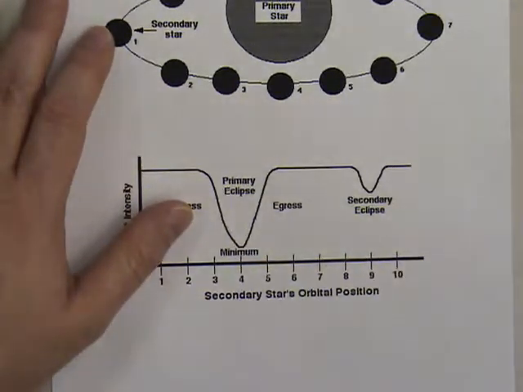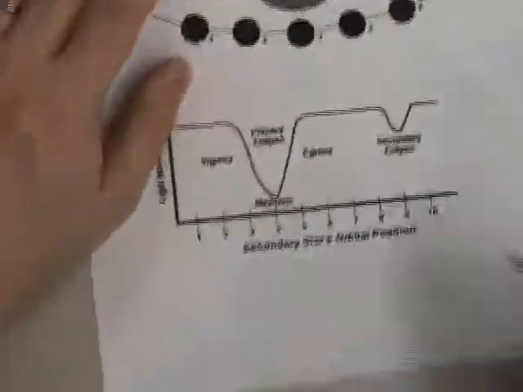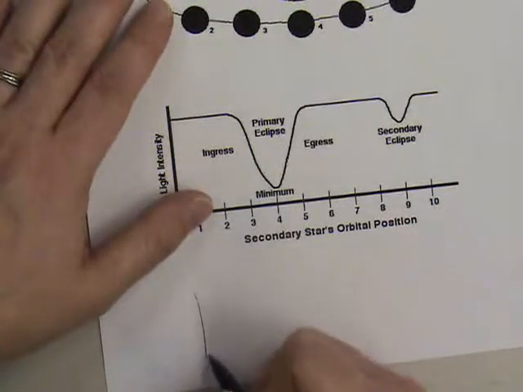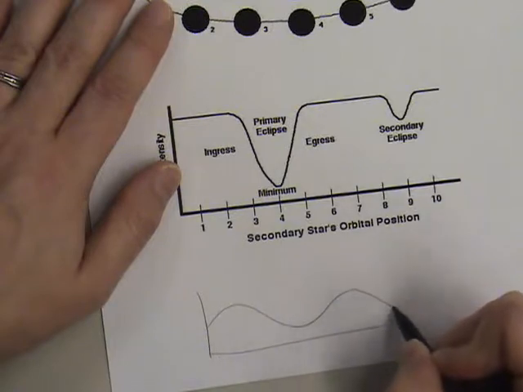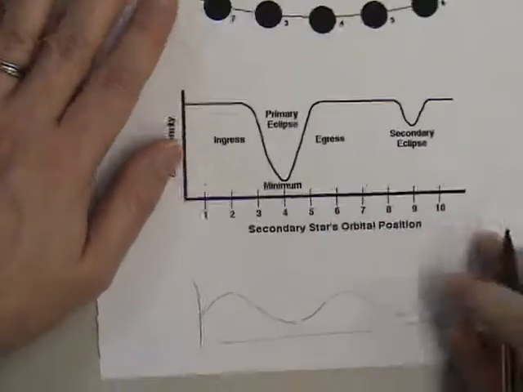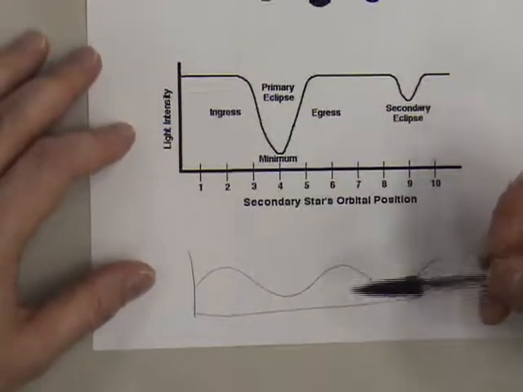And it should not be confused with the Cepheid variable. Let me show both of these two. Actually, I'll just draw it. So for the Cepheid variable, the Cepheid variable is going to look like this. More of that sine wave type motion. So it's real easy to tell whether you have an eclipsing binary or whether you truly have a Cepheid variable.